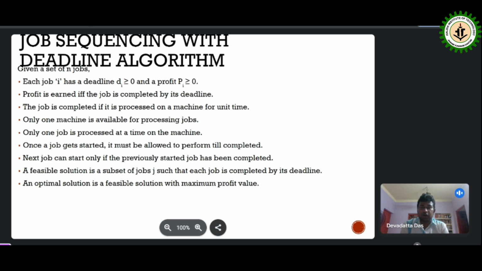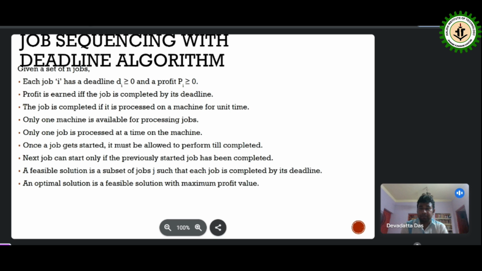Now I am discussing the job sequencing with deadline algorithm. It is another approach of the greedy method. Here I am given a set of n jobs, and each job i has a deadline di, where di is greater than or equal to 0, and a profit pi greater than or equal to 0. I earn the profit if the job is completed before its deadline.